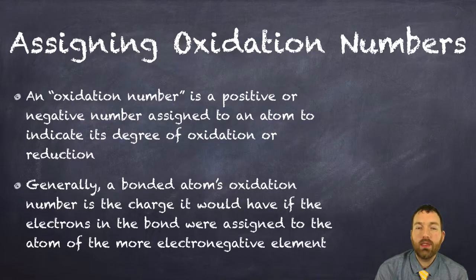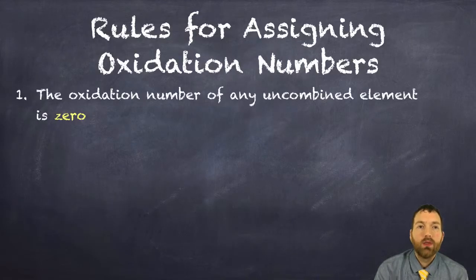I'm going to teach you a series of rules to assign these numbers, and once you've assigned the numbers, your job of deciding who was oxidized and who was reduced is going to become pretty easy. Let's learn some of these rules. Rule number 1: the oxidation number of any uncombined element is 0.